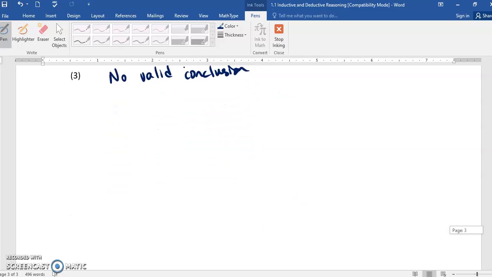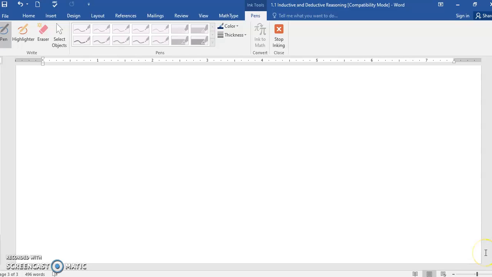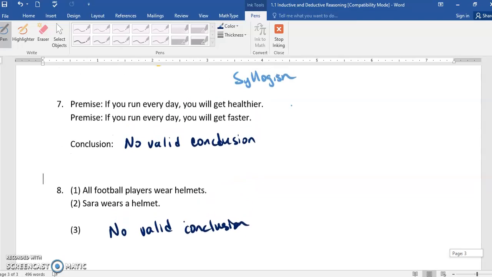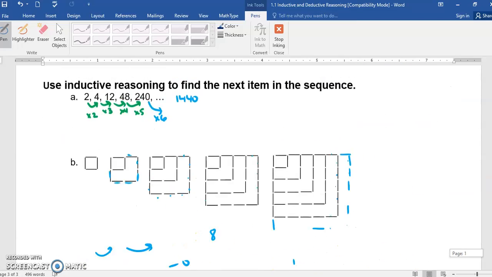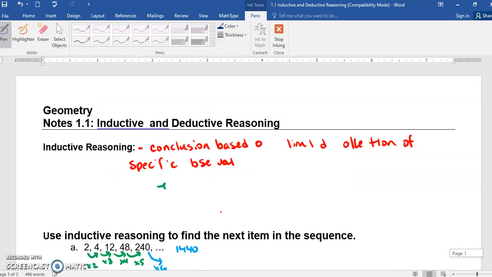So just be careful on what you can and cannot do as far as making conclusions. Take some time to look over your textbook in this section as well, and we will take a look at some of those problems.